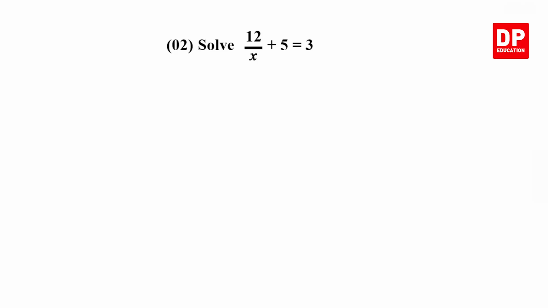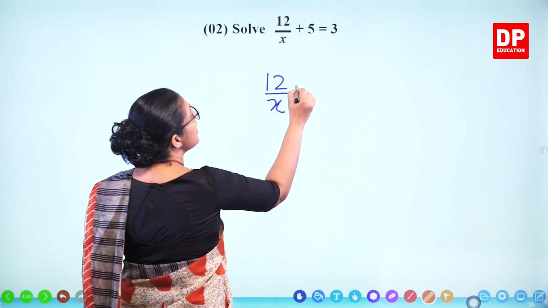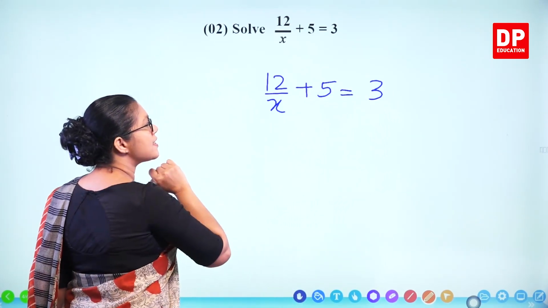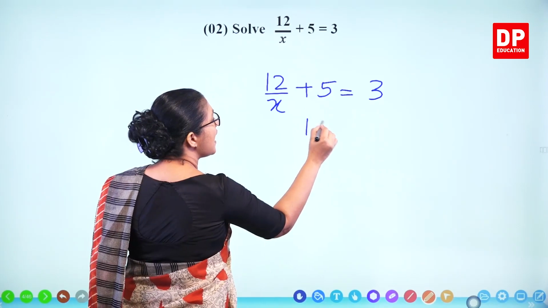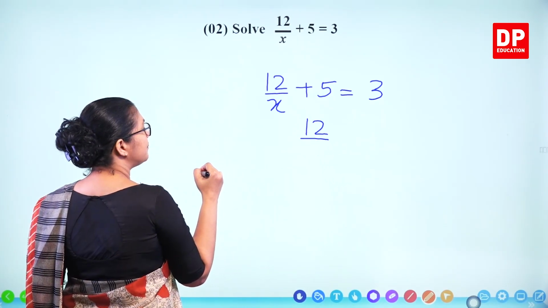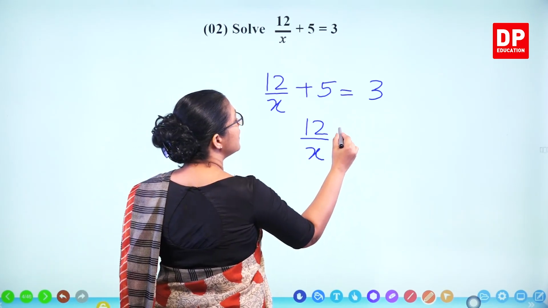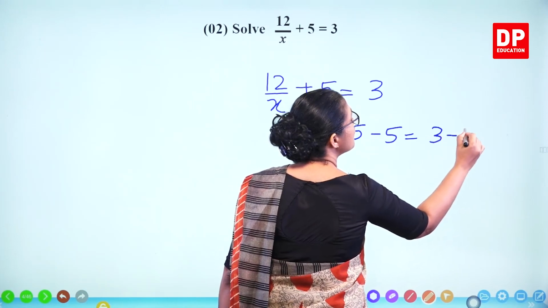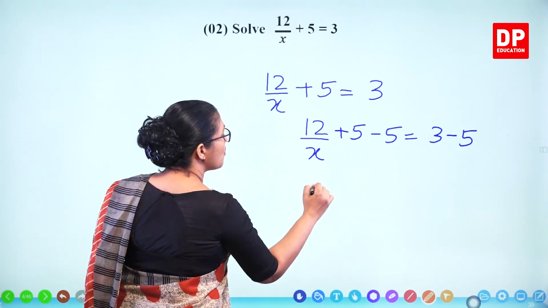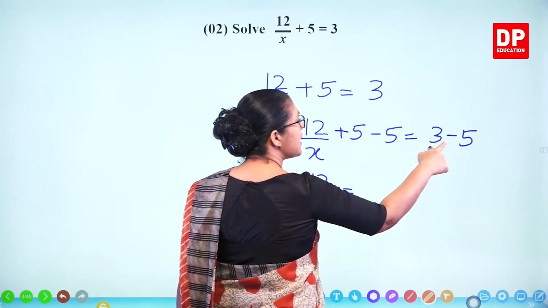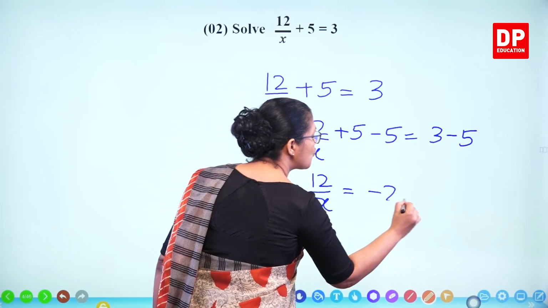Question number 2, solve. Find the value of x. 12 over x plus 5 equals 3. What's the first step? You can take 5 to the other side, that means subtract 5 from both sides. So 12 over x is equal to 3 minus 5, and the 5s get cancelled out. 3 minus 5 is minus 2.